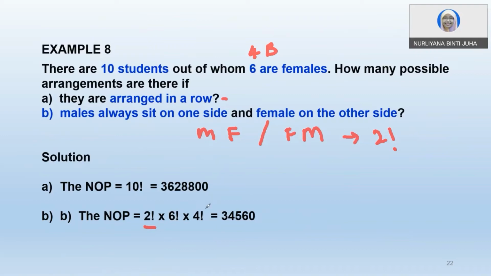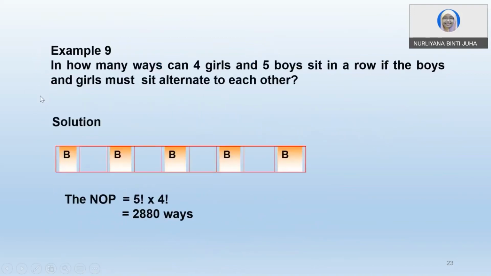And sama juga, this one is for female. This one is for male. Okay, this is for male. So, you will have like 4 factorial. Ada 4 pilihan lah di dalam 4 pelajar tadi. So 4 factorial. So you just multiply this one, you will get the answer. Okay, next.